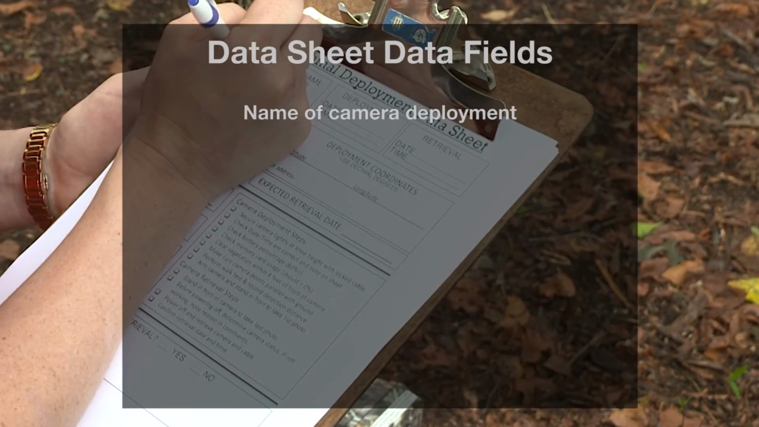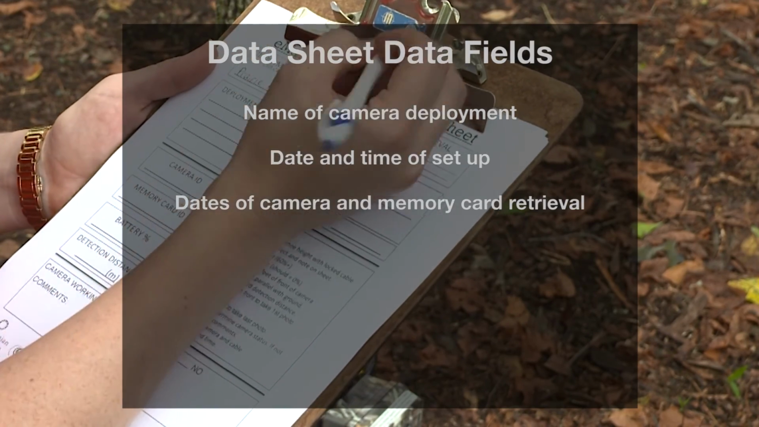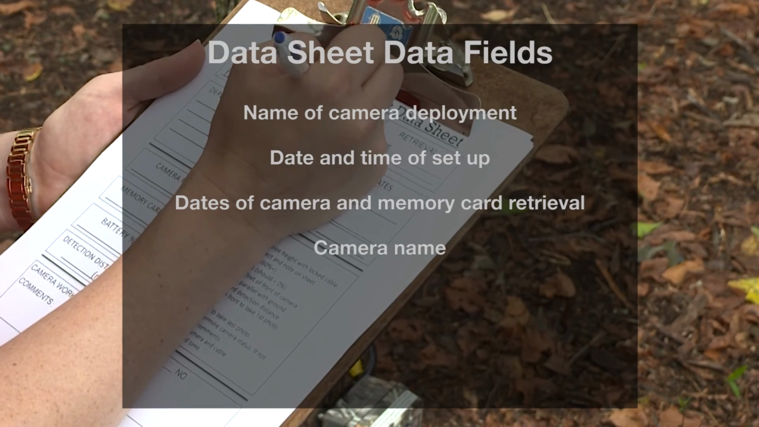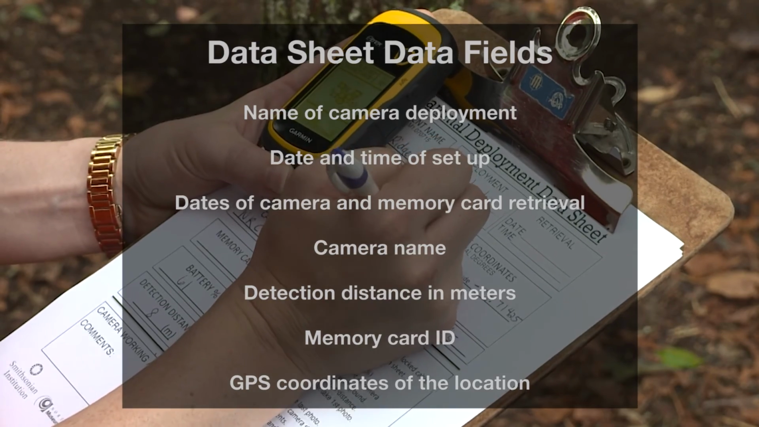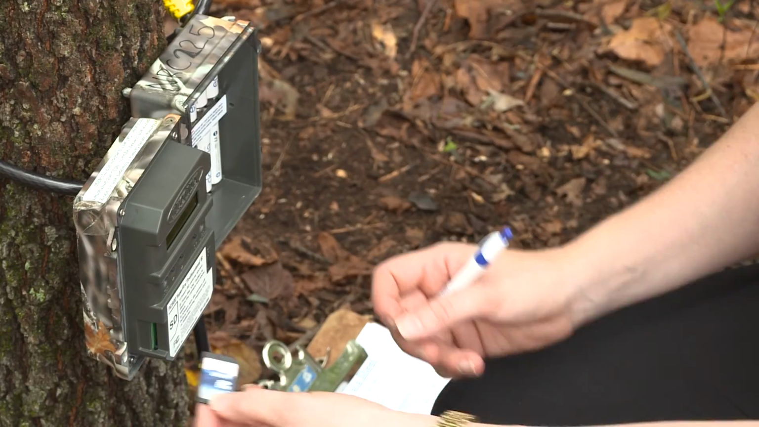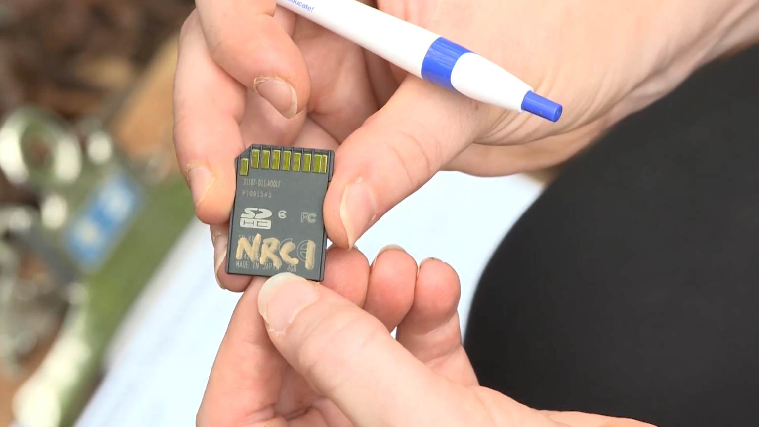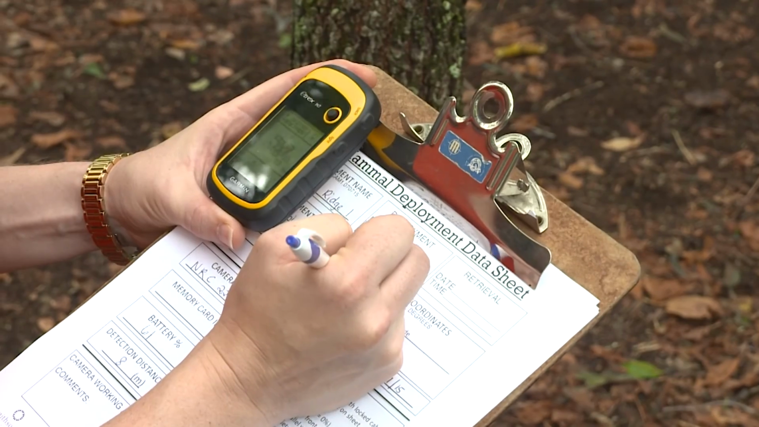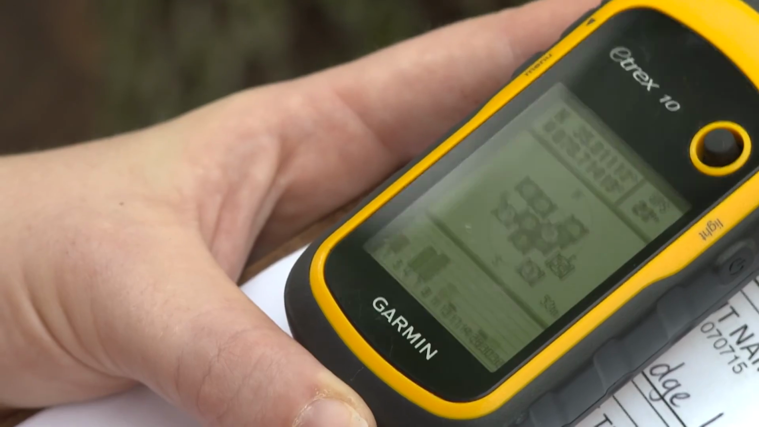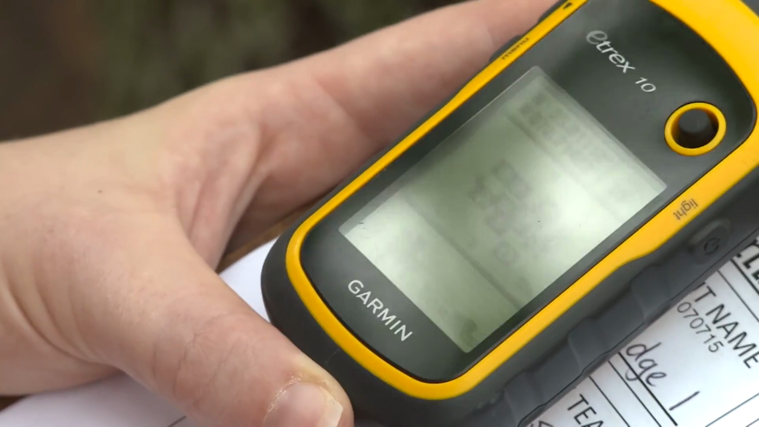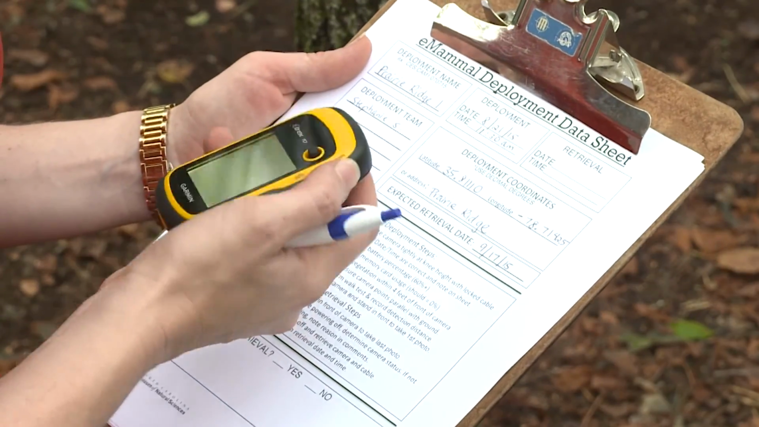You will write the name of the camera deployment, the date and time of setup, the dates of the camera and memory card retrieval, the camera name, the detection distance in meters, the memory card ID, and the GPS coordinates of the location. The last two I mentioned, the memory card ID and the GPS coordinates, are critical. Depending on your project, your data sheet may ask for more information. It is critical that you take a correct GPS location in the decimal degree format. For more details on how to do this, refer to the GPS coordinate information sheet.